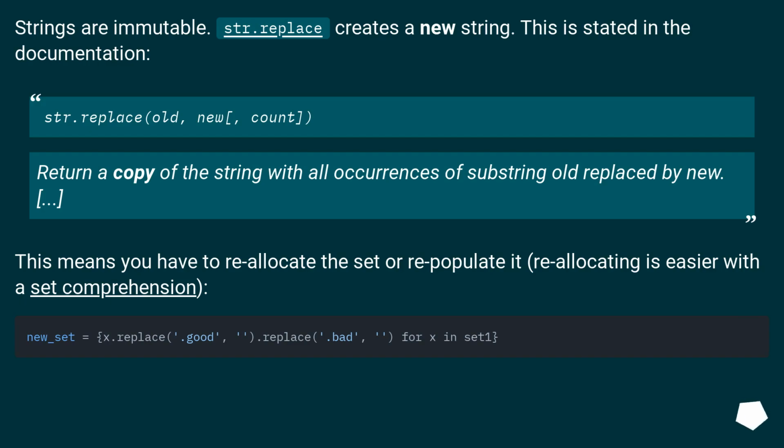Strings are immutable. str.replace creates a new string. This is stated in the documentation. str.replace(old, new[, count]) returns a copy of the string with all occurrences of substring old replaced by new. This means you have to reallocate the set or repopulate it. Reallocating is easier with a set comprehension.